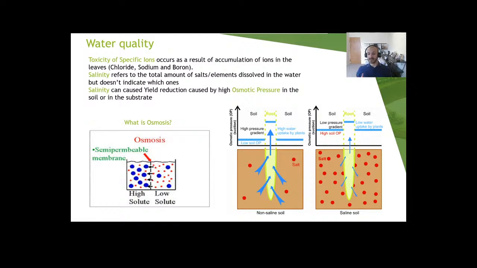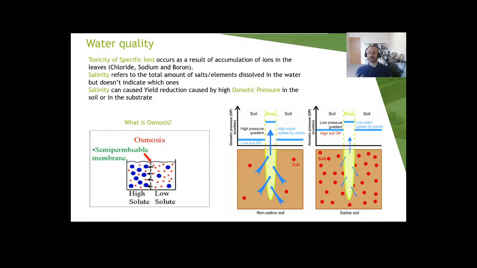I said that the sodium absorption ratio is a very good indication if you have a toxic level of sodium. In fact, there is a parameter called toxicity of specific ions. So if you have high concentrations of chloride, sodium, or boron, even if your EC is low, but you have high concentrations of these three ions, you can be in trouble. Your plants can be stressed.